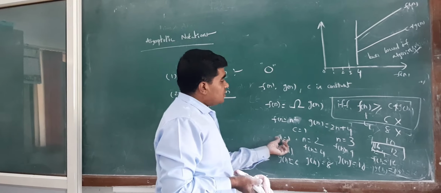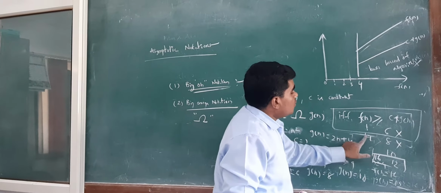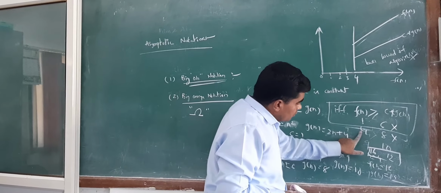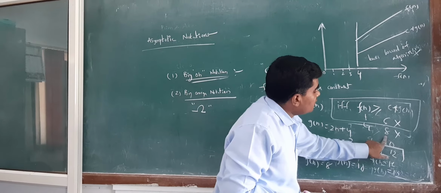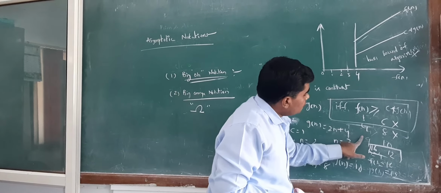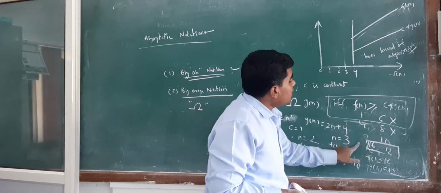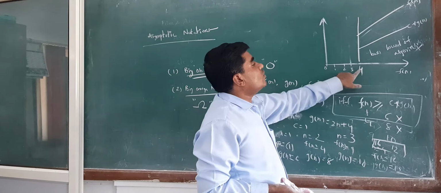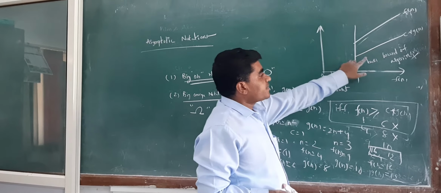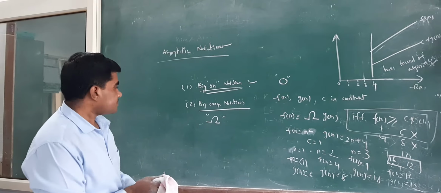N equal to 1 means f of n value is 1, g of n value is 6. The condition fails. N equal to 2 means f of n value is 4 and c star g of n value is 8. If n equal to 3, this is 9, this is 10. Again the condition fails. N equal to 4, this is 16, this is 12. The condition is satisfied. From n equal to 4 onwards, it is satisfying. So it represents the lower bound of the algorithm's running behavior.